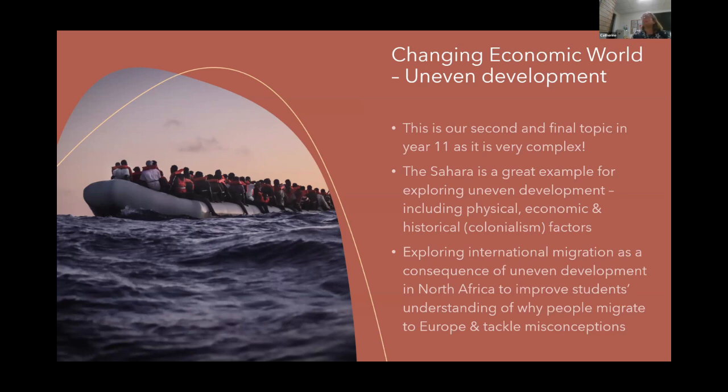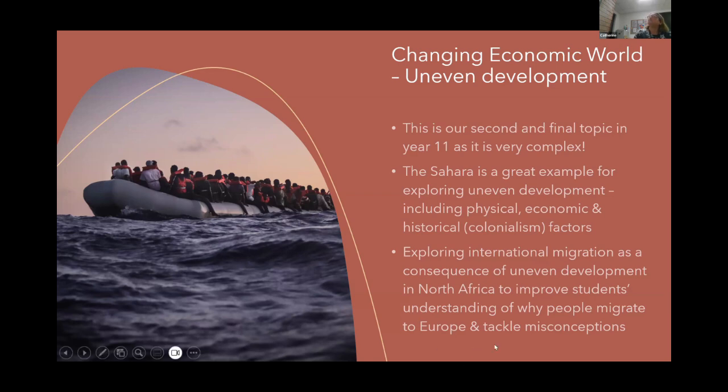And a really important thing, I think, to look at is this link to international migration and the fact that if we have got poor conditions in some places, then that's why people are migrating. People aren't just migrating to Europe for the hell of it. We can start getting our students thinking about why are these people leaving? How is desertification in the Sahel causing issues? And we can tackle some of these misconceptions our students may have.